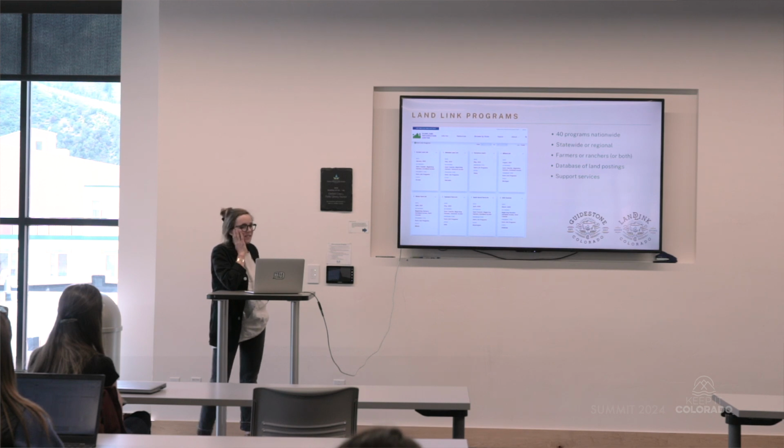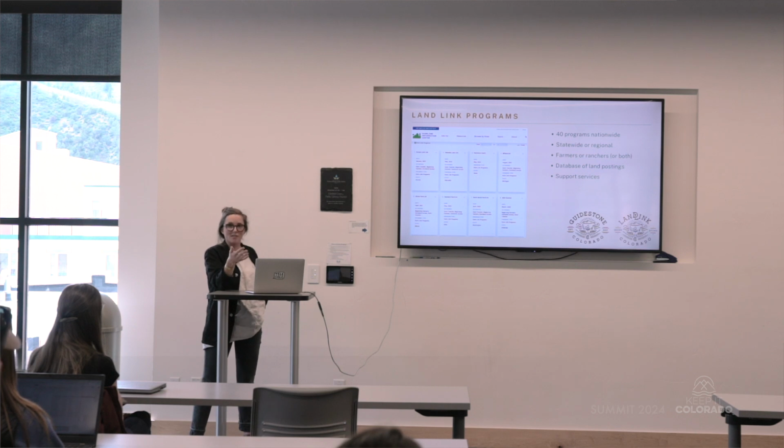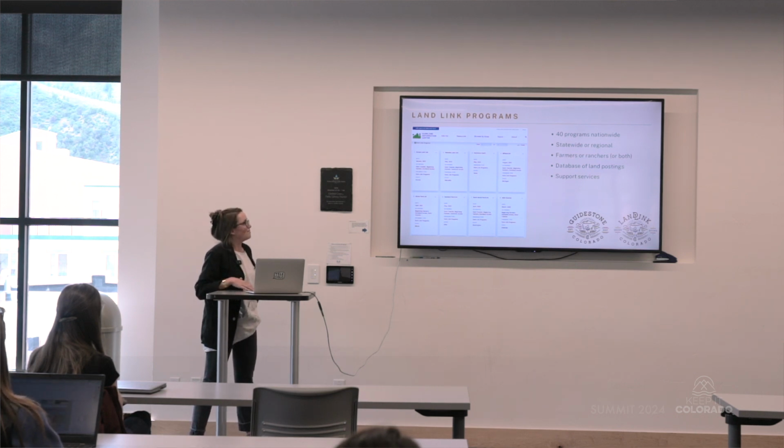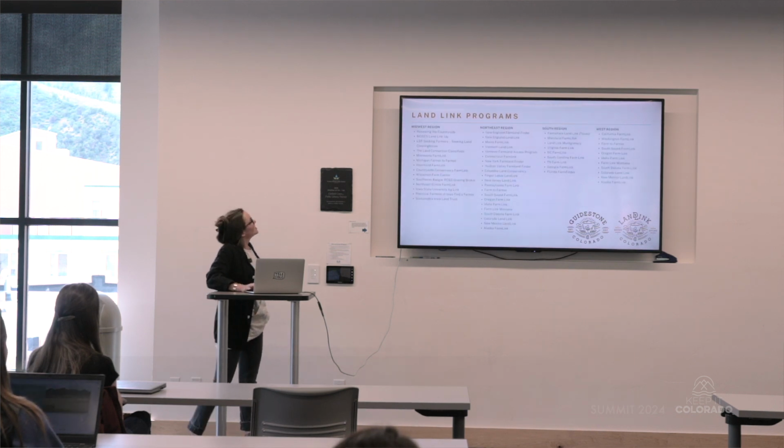So Colorado LandLink is not unique in our approach. There's about 40 programs like ours nationwide. A lot of them work on a state-by-state basis, but some of them are also regional. They serve farmers and ranchers. Most of them have a database of land postings like ours, but they also provide support services that help both landowners and land seekers access the resources that they need in order to make beneficial connections.